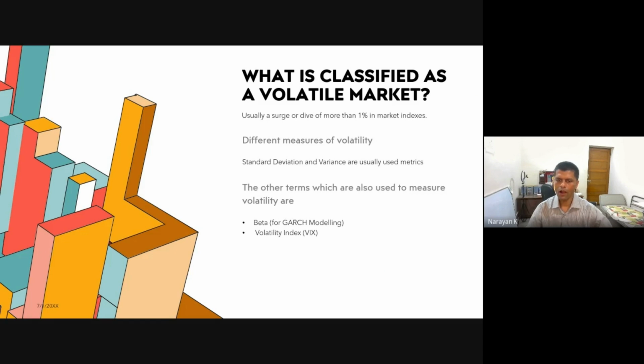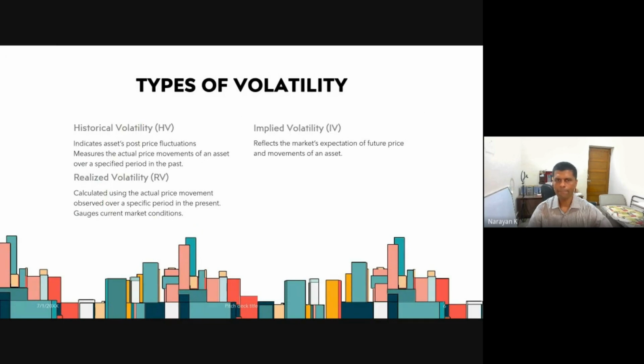So how is volatility classified? More than a 1% change in the index or more than a 3% change in stocks. We can measure volatility using the volatility index, India VIX, which you would have heard of. And for GARCH modeling, we use the term known as beta.